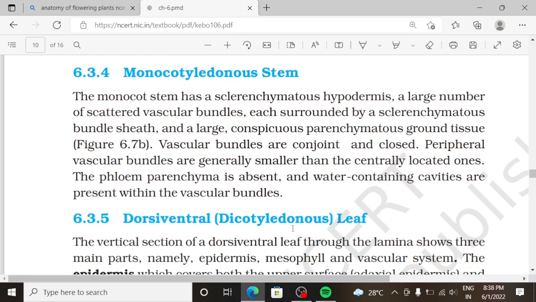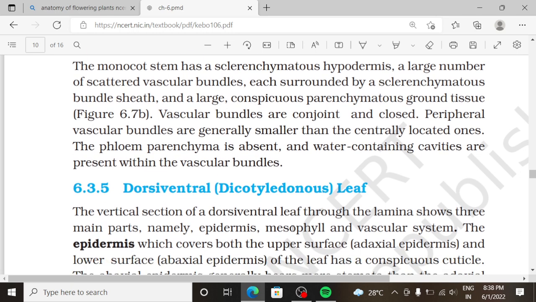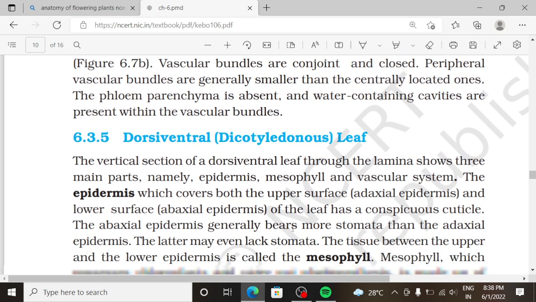Monocotyledonous stem. The monocot stem has a sclerenchymatous hypodermis, a large number of scattered vascular bundles, each surrounded by a sclerenchymatous bundle sheath and a large conspicuous parenchymatous ground tissue. Vascular bundles are conjoint and closed. Peripheral vascular bundles are generally smaller than the centrally located ones. The phloem parenchyma is absent and water containing cavities are present within the vascular bundles.